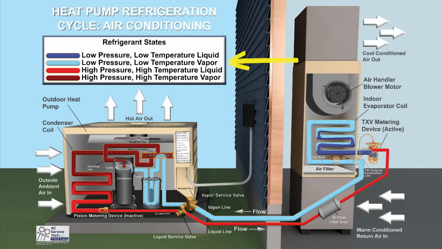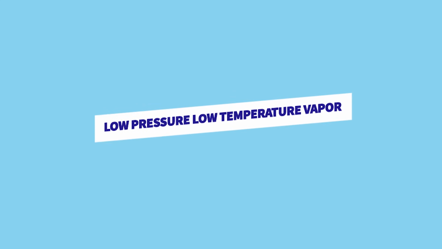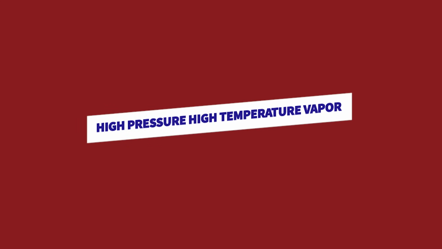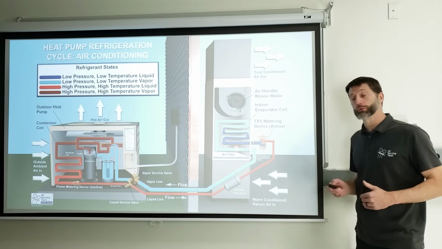Up at the top we have our refrigerant states, which are our dark blue, and that means it's a low temperature, low pressure liquid. And we have our light blue color, that's our low pressure, low temperature vapor refrigerant. Then we have our bright or light red, and that is high pressure, high temperature liquid. And then we have our dark red, which is high pressure, high temperature vapor. That's going to guide us through this whole thing as we move through this.